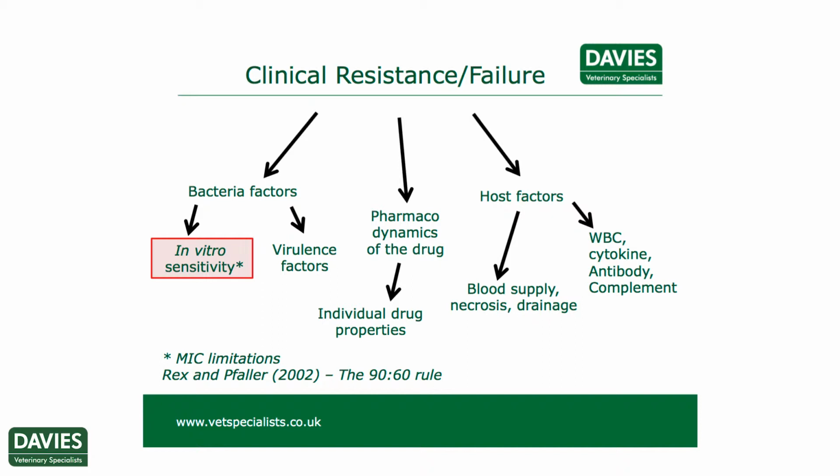Pharmacokinetics is the second area, and will the antibiotic reach the target area? This can be influenced by the pH of the area, the blood-brain and prostate barriers, and the lipophilicity of the drug. And then finally we've got our individual host factors, which can be split into two broad areas. First, the blood supply, which influences how the drug can get to the target area, whether there's necrotic tissue, and whether that abscess, for example, is draining well. And then we've also got the immune system of the patient.